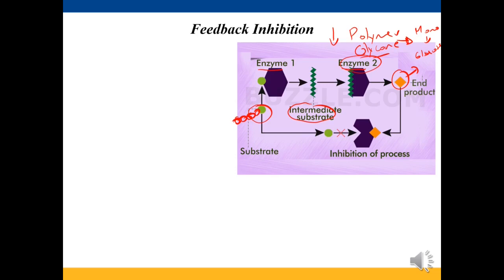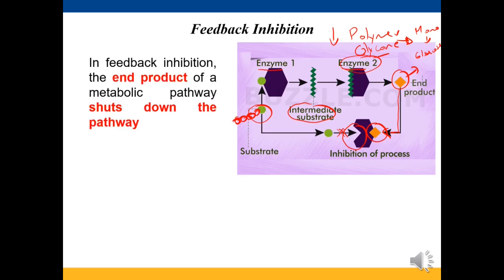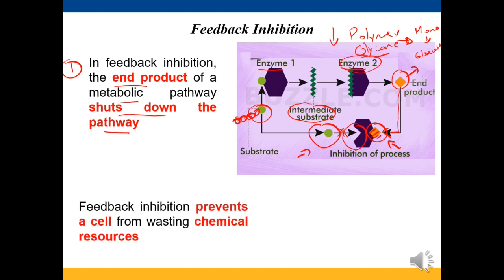So what is going to happen is that this end product is going to attach to the enzyme and is going to modify, for example, in this case, the active site, and is going to inhibit this process from continuing. So the feedback inhibition, the end product of this metabolic reaction, shuts down the pathway. Here, for example, the glucose shuts down, in this case, this green molecule that, for example, could be a polymer like glycogen, that needs to be broken into monomers. Now this is not happening anymore because of the feedback inhibition.